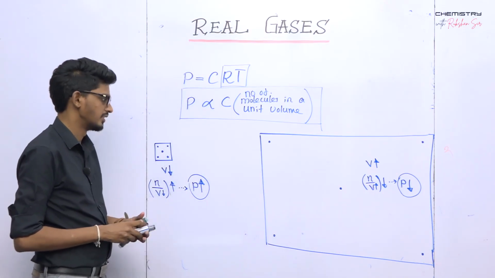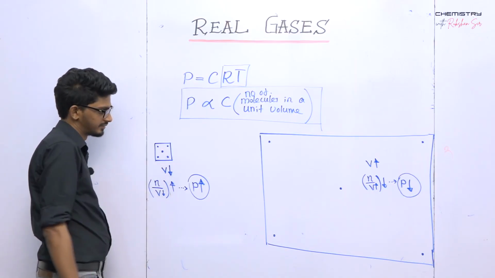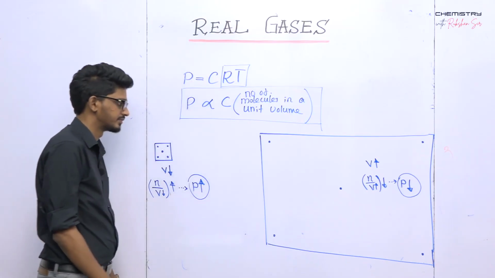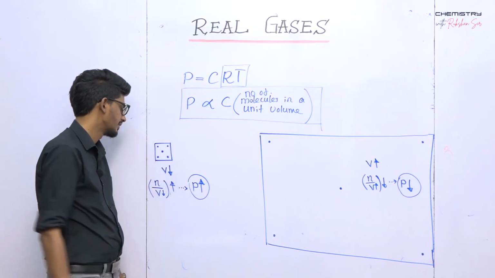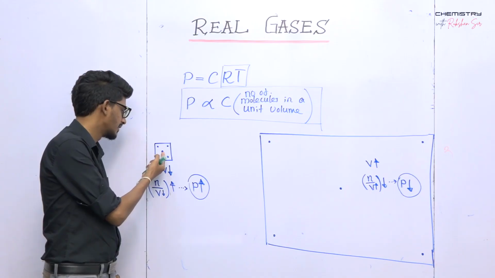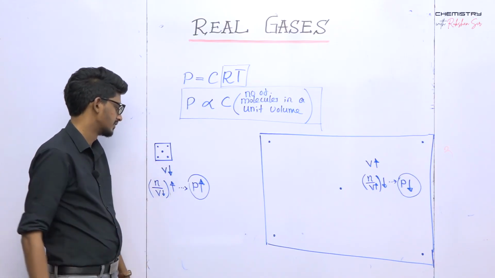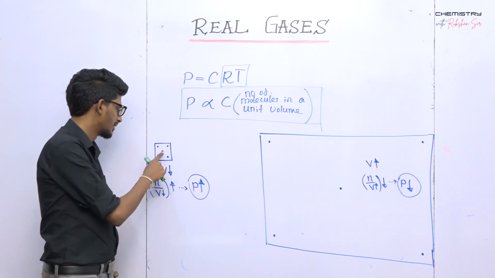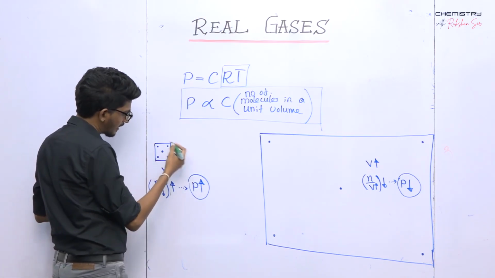You clearly see these particles are very close to each other, while these particles are very far away from each other. Here, compared to the volume of the vessel, the space taken by the gas particles can't be neglected. Some considerable space is taken by the gas particles. This is referred to as the non-ideal nature.